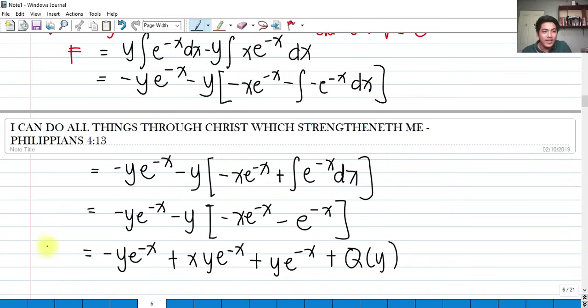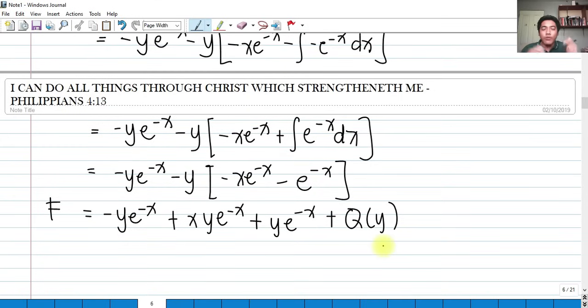Remember, in an exact DE, we have this q of y, because we integrated it in terms of dx, so adding any function in terms of y would not affect our derivatives. Okay, so that is how we solve the exact DE. As you can see here, negative y e raised to negative x and plus y e raised to negative x would be cancelled. So we are left with an answer of x y e raised to negative x plus q of y.